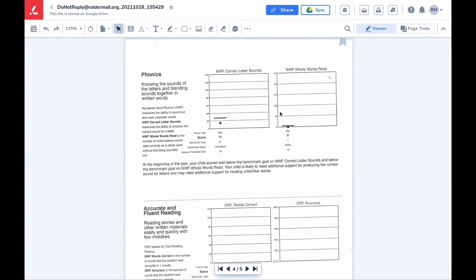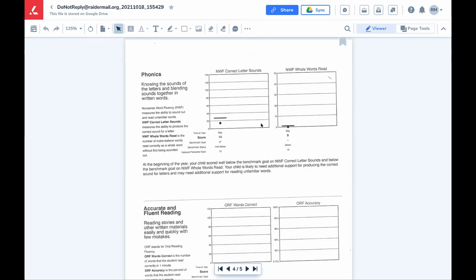Phonics, these are the phonics tests that we have. Nonsense word fluency, correct letter sounds, and nonsense word fluency, whole words read. So this is just knowing the sounds of the letters and blending sounds together in written words. So kind of knowing that these sounds come together to form words. Now, these are nonsense words, so they're not real words, so you can't just sight read this stuff. You have to actually know the sounds and be able to decode them.